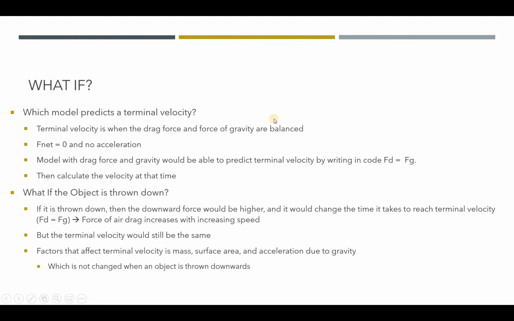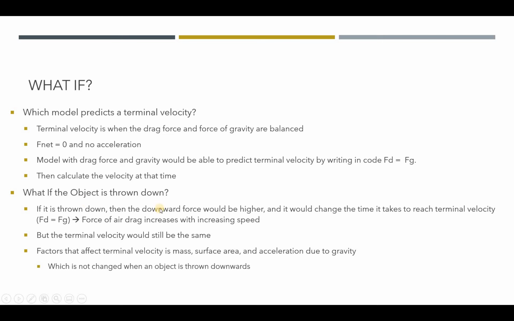So what if? Which model predicts the terminal velocity? Terminal velocity is when drag force and force of gravity are balanced. This is when net force is 0 and there's no acceleration. So the only model that has drag force would be the second one. So the model of drag force and gravity would be able to predict the terminal velocity, and you would write this in code by finding when the drag force and the force of gravity equal each other, and then you get the time, and then you can calculate the velocity at that time.